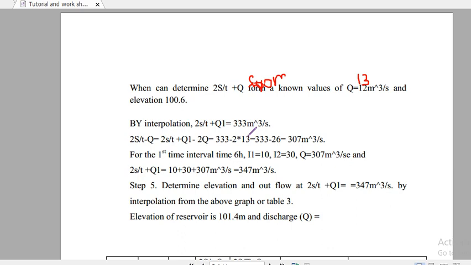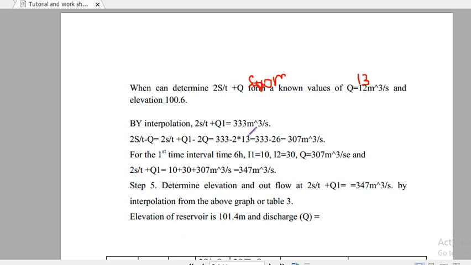Then after computing 2S over Δt plus Q1, we can determine 2S over Δt minus Q, which is equal to 2S over Δt plus Q1 minus 2Q. It is equal to 333 minus 2 times 13, which is equal to 307 meter cube per second.